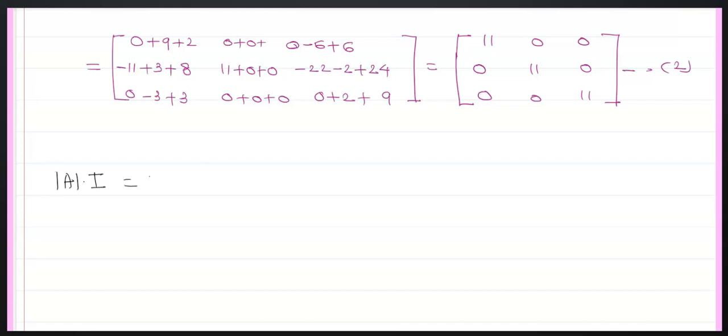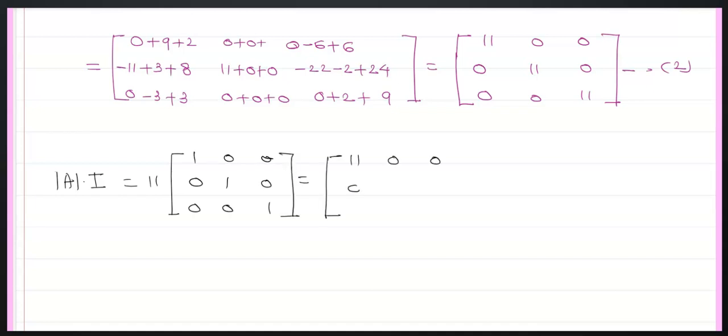Therefore the last value, that is the determinant of A into the identity matrix, which is 3 by 3, that is 1, 0, 0, 0, 1, 0, 0, 0, 1. And that is equal to 11, 0, 0, 0, 11, 0, 0, 0, 11. And hence it is verified.